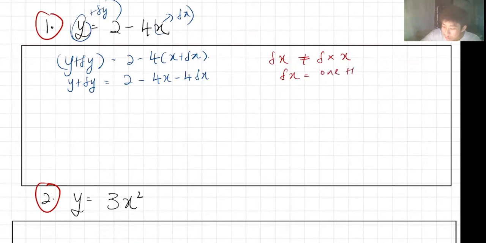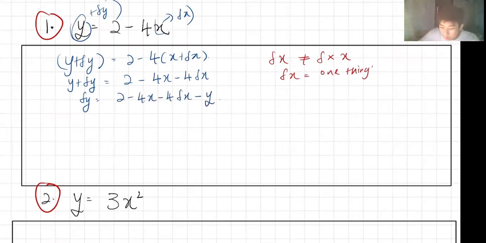Okay, so what we want to achieve is delta y divided by delta x, correct? So our idea is to leave delta y on the left, and throw everything else to the right. So delta y is equal to, we shift y over, 2 minus 4x minus 4 delta x minus y.